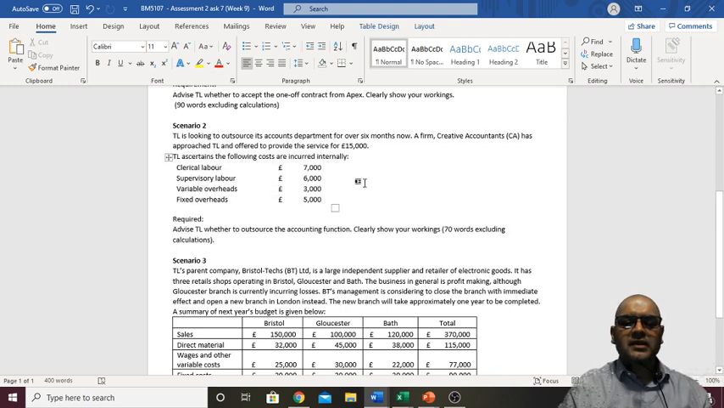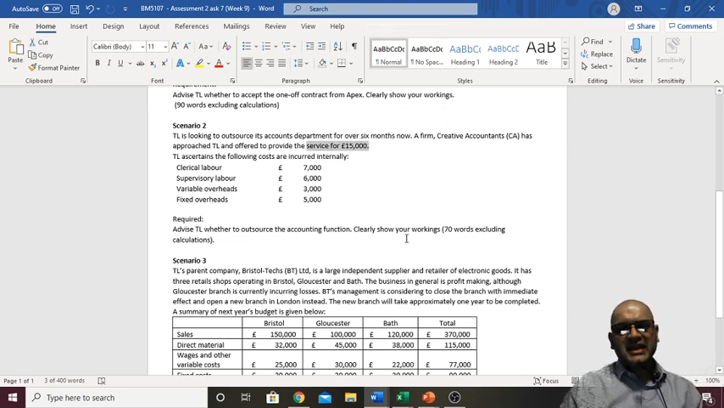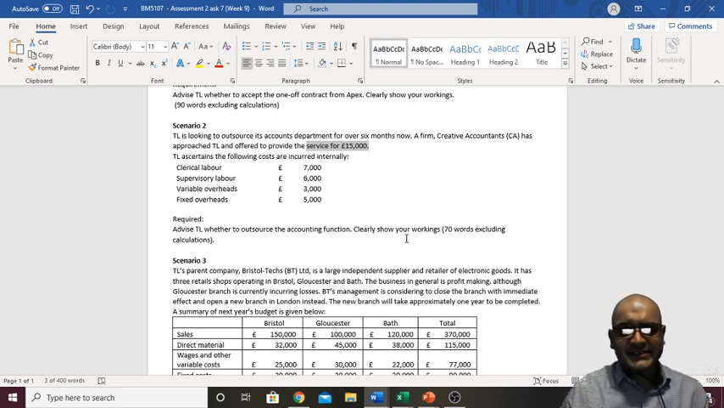Now for this type of decision, what we need to compare is the cost of outsourcing, which is 15,000 in this case, with any internal costs related to the function that we are planning to outsource. Because if we outsource that function, those costs will no longer exist. We can write off those costs, we can ignore those costs. So only those types of costs should be compared with the outsourcing cost.